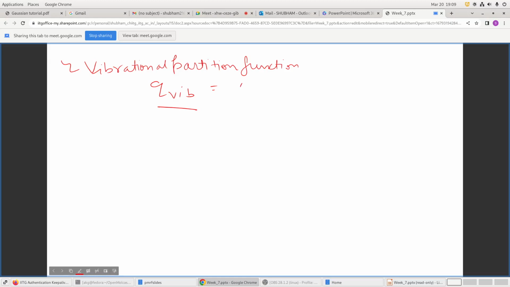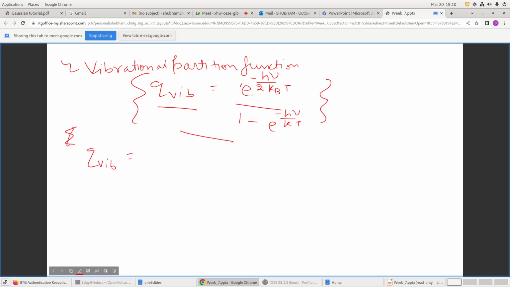Q_V is equal to e to the power minus h nu by 2 kBT divided by 1 minus e to the power minus h nu by kBT. This is normally the vibrational Q without any approximation. So how do we calculate this? I'll quickly show. Q is the summation of all the e to the power minus Ei by kBT.